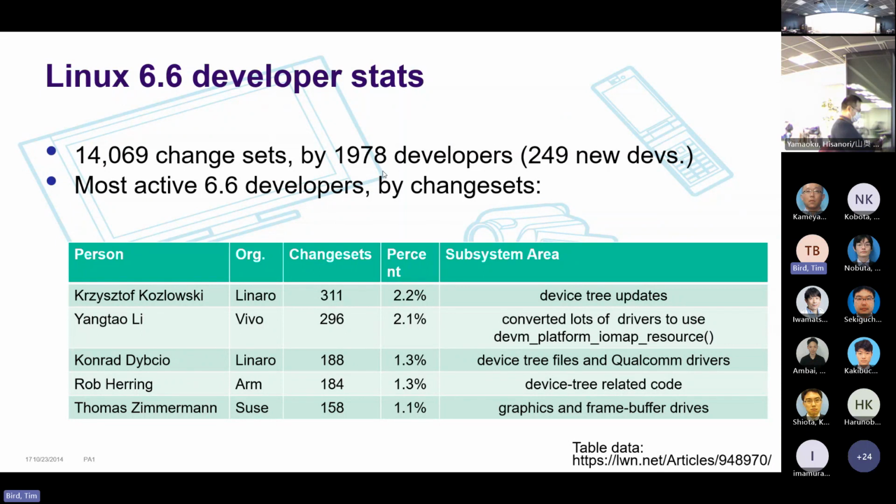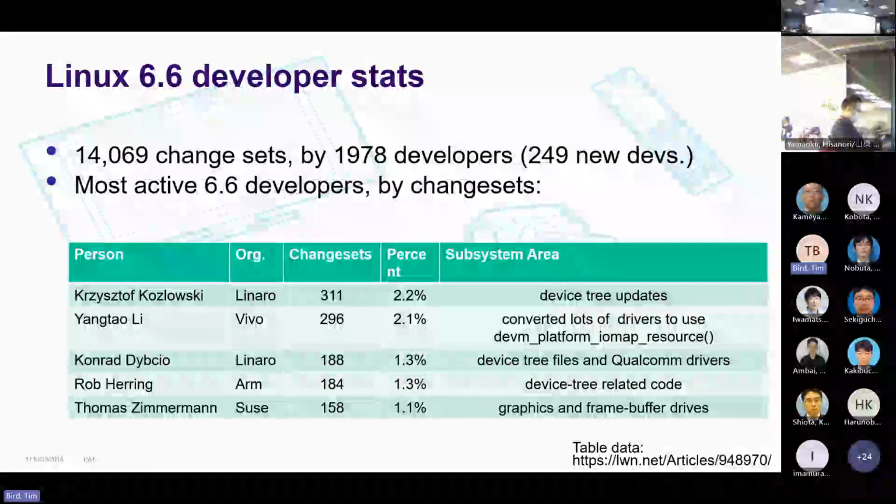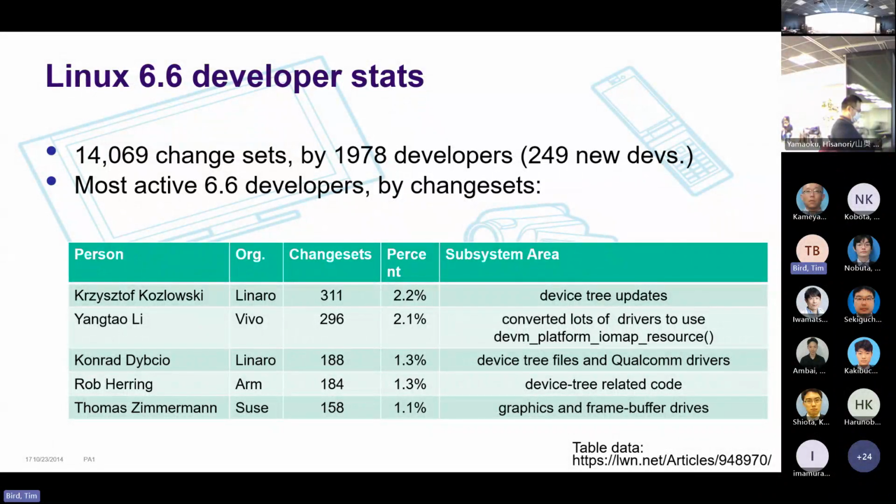This is for 6.6, which is the last time that I got data from lwn.net. Some of this data I get myself and some I get from them, but this particular page is, I guess, one release behind, but you can see what people are working on, who the people are: Christoph Kozlowski, Youngtao Lee, Conrad Dipsio, Rob Herring, and Thomas Zimmerman. And in that particular release, these people had between 150 and 300 change sets. That's a lot of change sets.